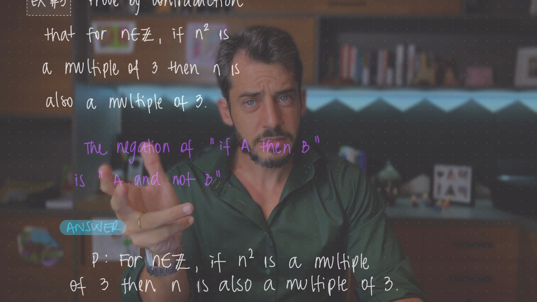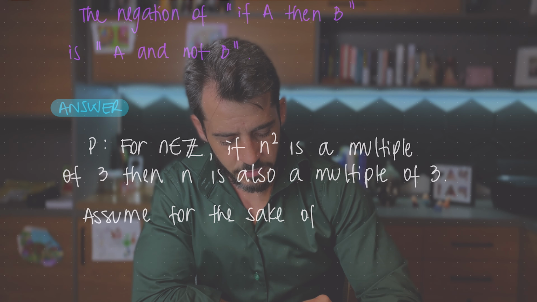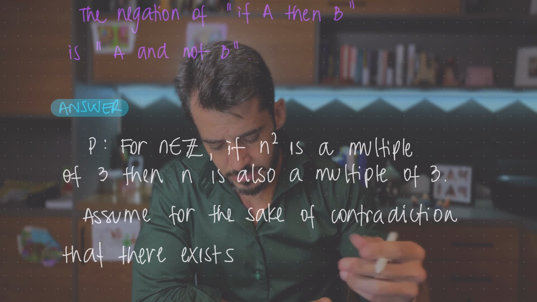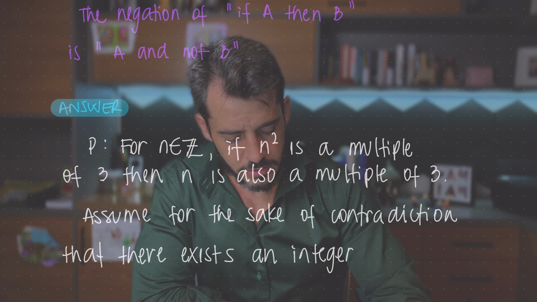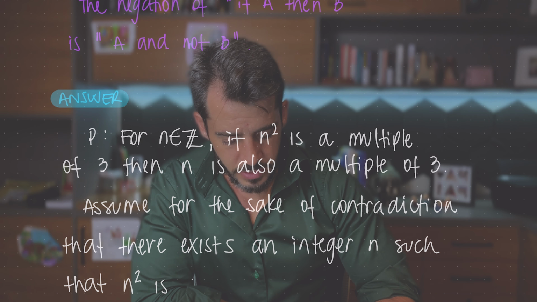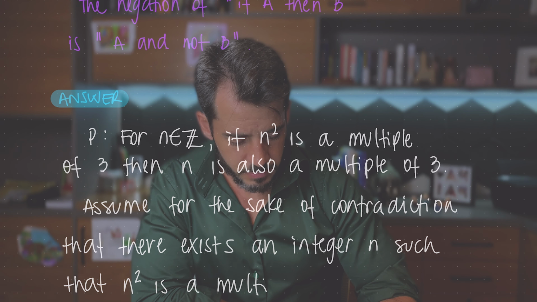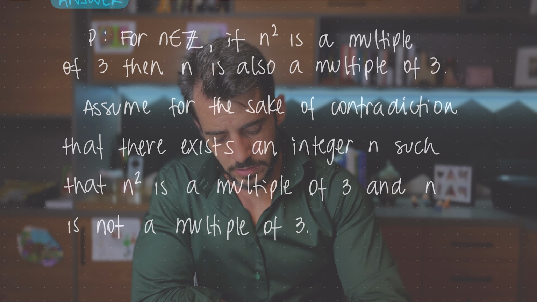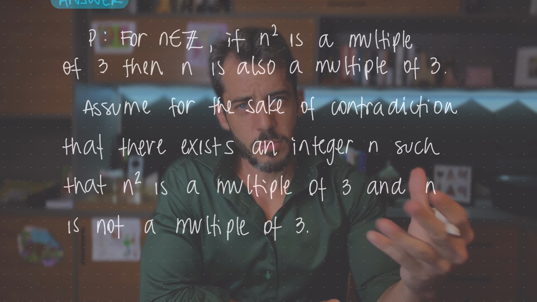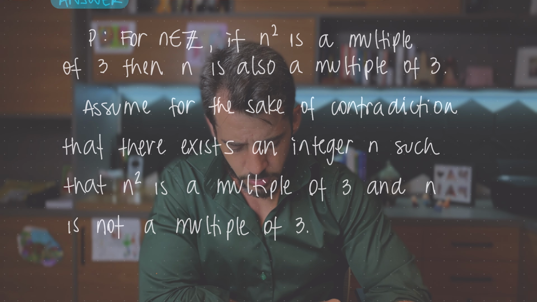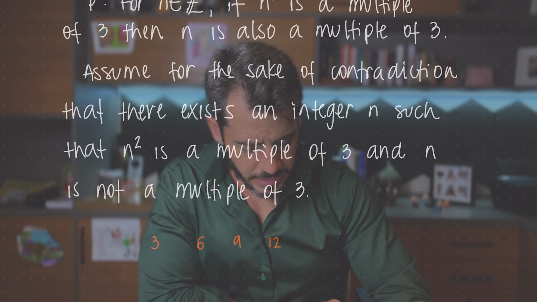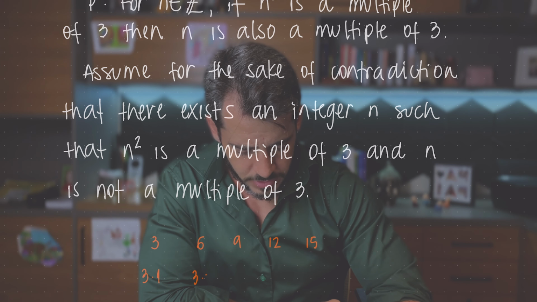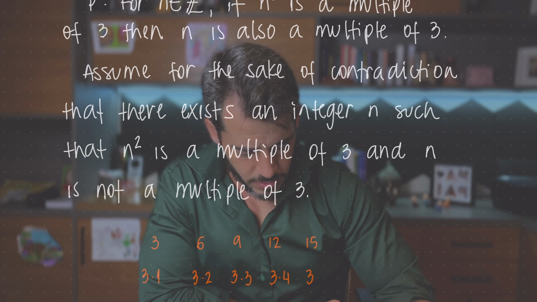The negation of that, so assume for the sake of contradiction that there exists an integer n such that n squared is a multiple of 3 and n is not a multiple of 3. Now, what are numbers which are multiples of 3? You can think about those as numbers that can be written as 3 times something. So this is 3 times 1, 3 times 2, 3 times 3, and so on.